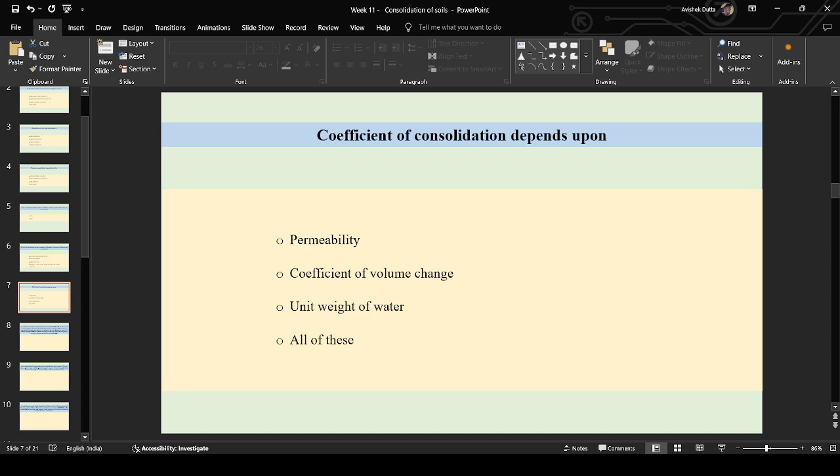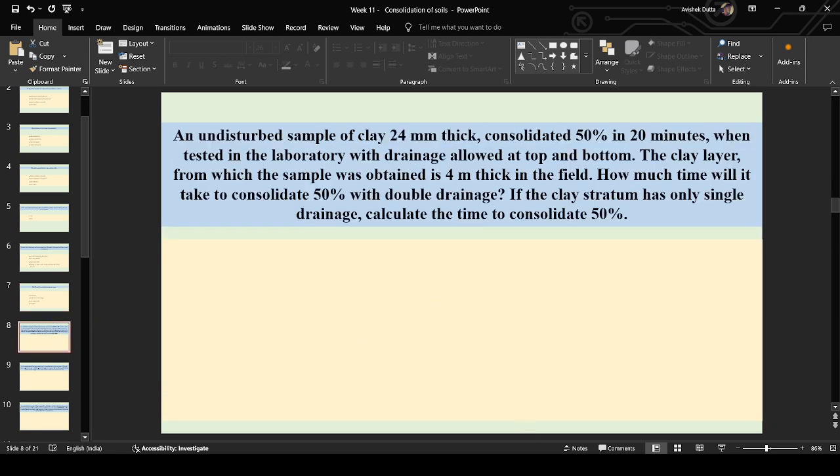I repeat the question. Coefficient of consolidation depends upon: first option permeability, second option coefficient of volume change, third option unit weight of water, and last option is all of these. Okay. Next question. Yes, the first numerical.